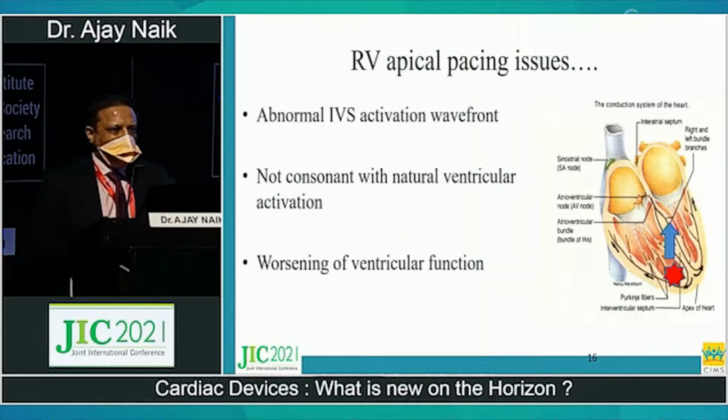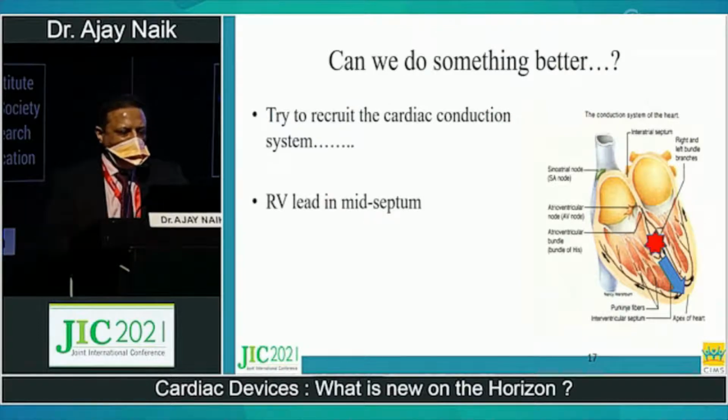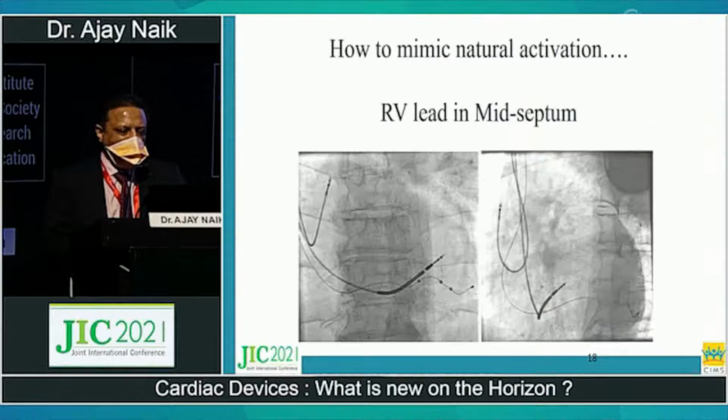So with this, we are able to get around a lot of problems, but the RV apical pacing issue is still there. There is an abnormal ventricular activation wavefront. It is not consonant with the natural ventricular activation. And progressively, there can still be worsening of LV function. So can we do something better for this? Over the past decade or so, we moved from RV apical pacing to screwing the lead in the mid-septum. So at least partially, you are activating the ventricle in the right direction, mimicking the natural ventricular depolarization.